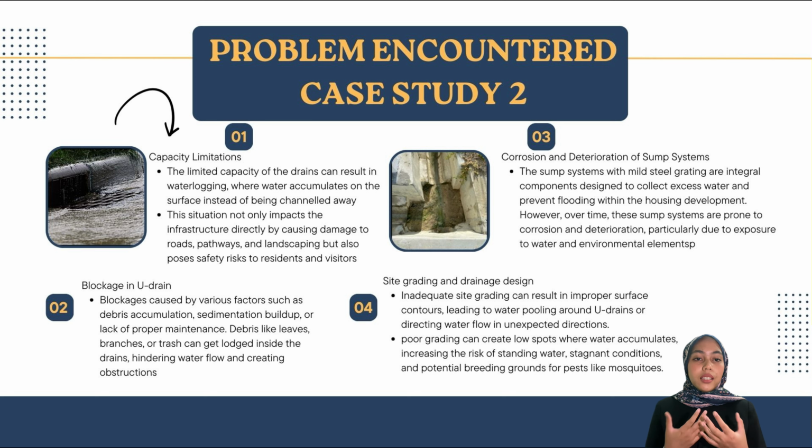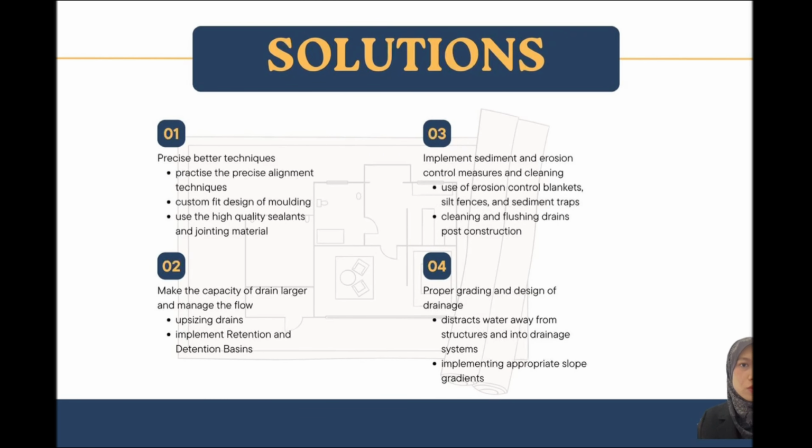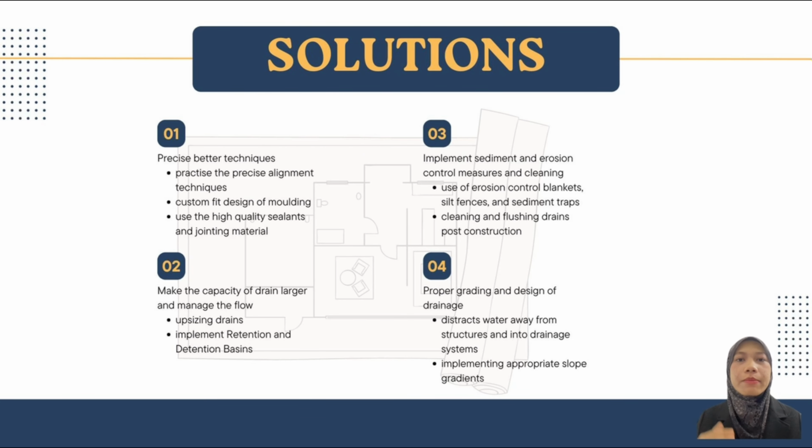Thirdly, corrosion and deterioration of some systems were observed. The sump system, made of mild steel, designed to collect excess water, became prone to corrosion and deterioration over time, compromising their functionality. Lastly, inadequate site grading and drainage design led to water pooling around the U-drain or flowing in unexpected directions. Poor grading creates low spots where water accumulates, increasing the risk of standing water, stagnant conditions, and potential breeding grounds for pests like mosquitoes.